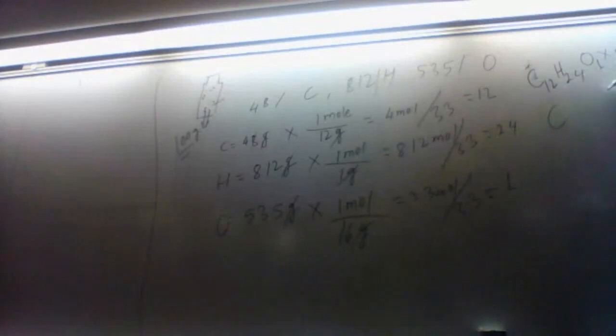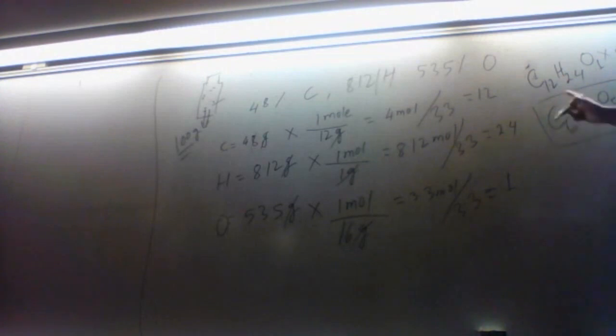So 1.2 multiplied by 5, you will get 6 here. And if I multiply 2.4 by 5, you will get 12 here. And multiply this oxygen 1 by 5 and you will get 5. So this is the empirical formula here. You see that, C6H12O5.